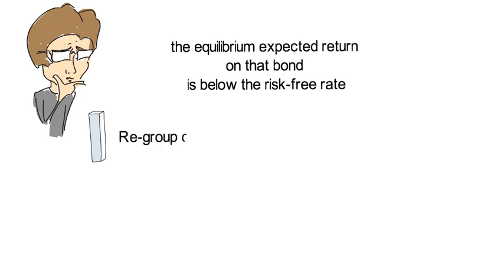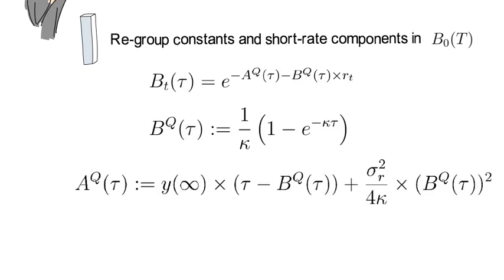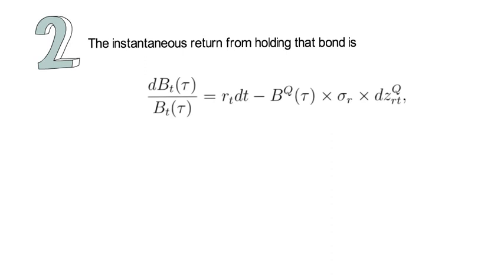First, you regroup constants and short rate components in the bond price to write it as an exponential affine function in R. I invite you to verify yourself that the bond price can be rewritten as follows. Second, the instantaneous return from holding that bond is simply dB over B equal r_t dt minus B^Q(tau) times sigma_R times dZ^Q_{R,t}, which I have written down here under the risk-neutral probability measure. That itself confirms that the conditional expected return under Q is simply the short rate r_t.